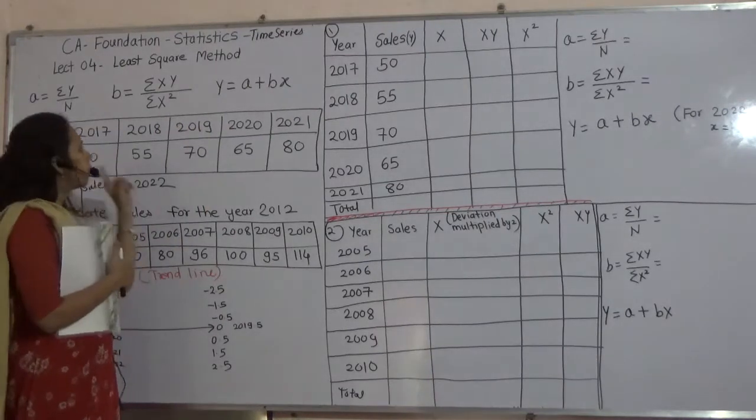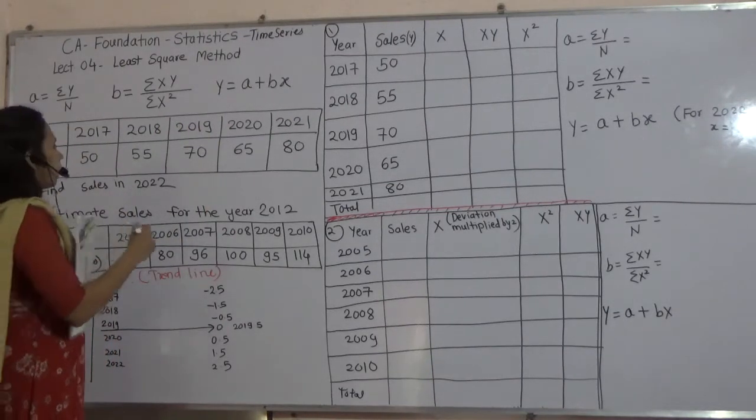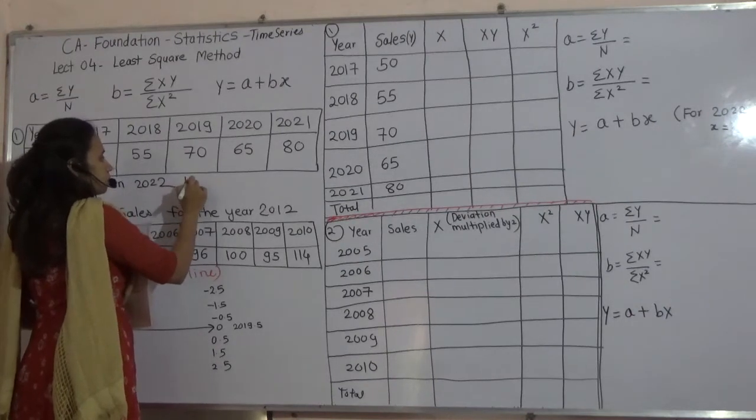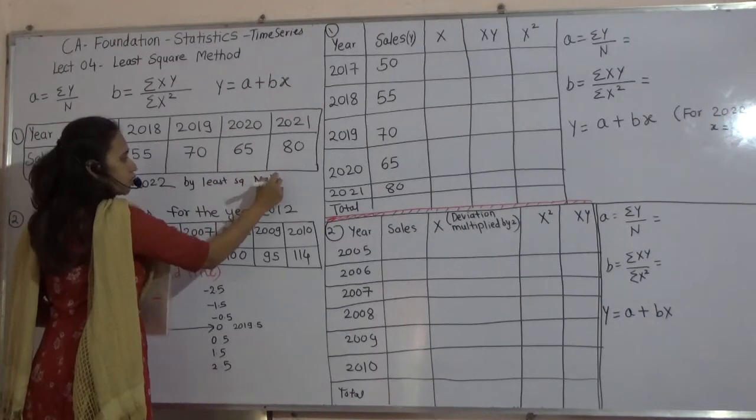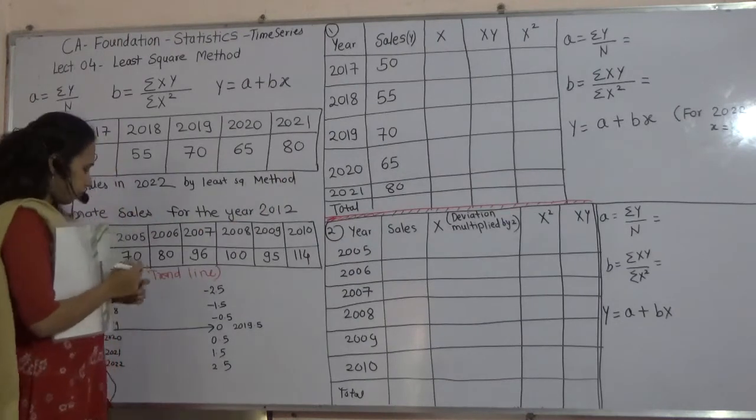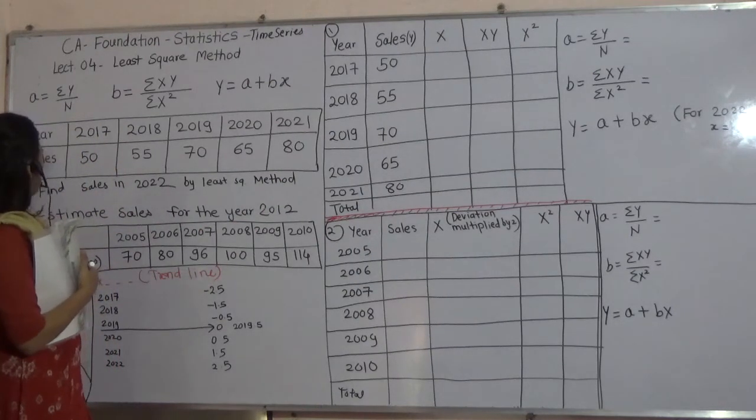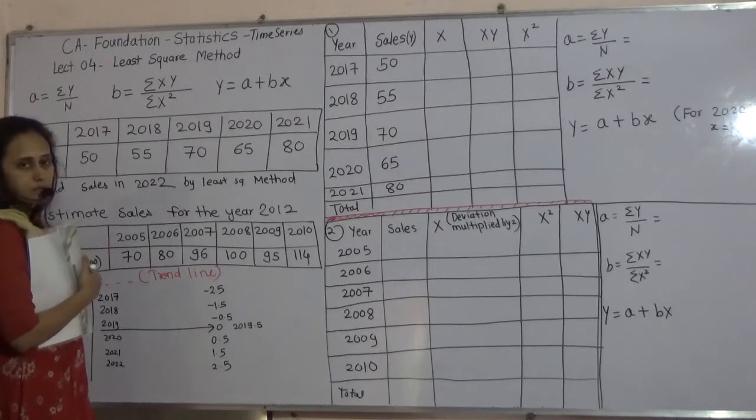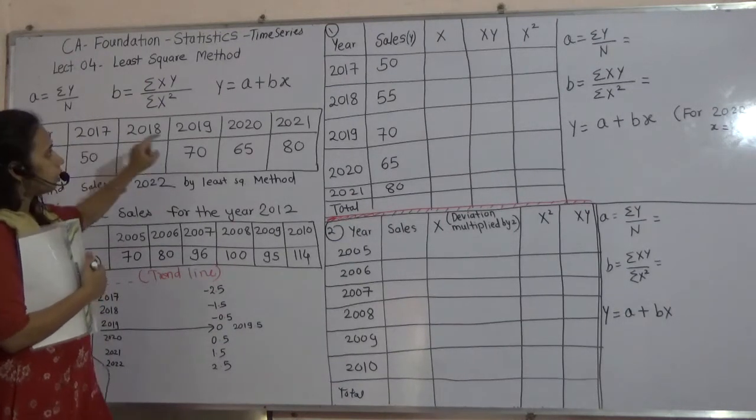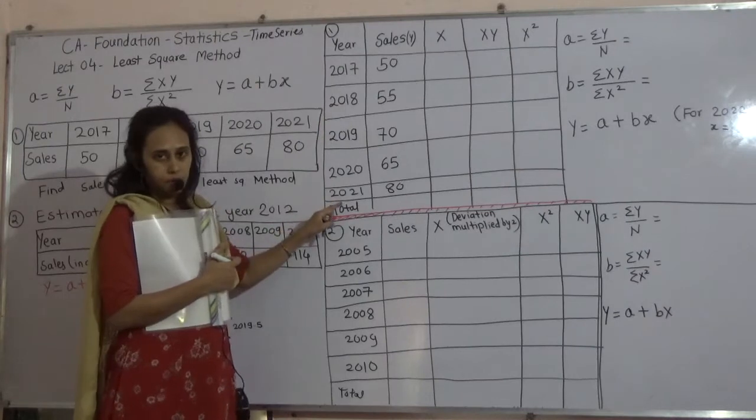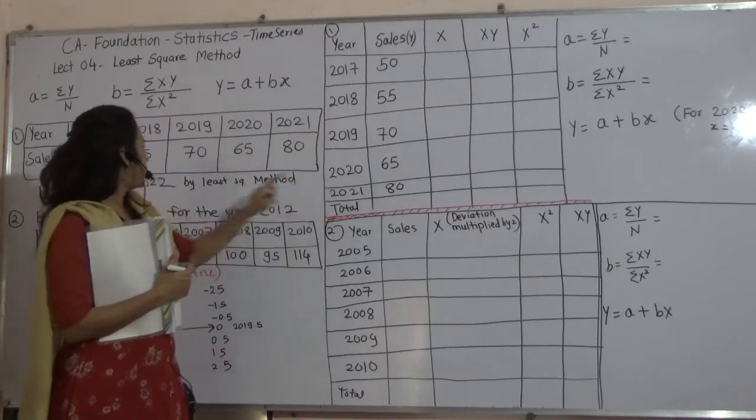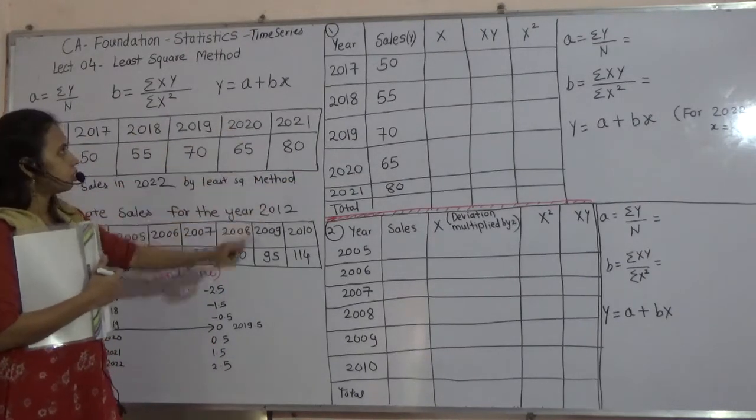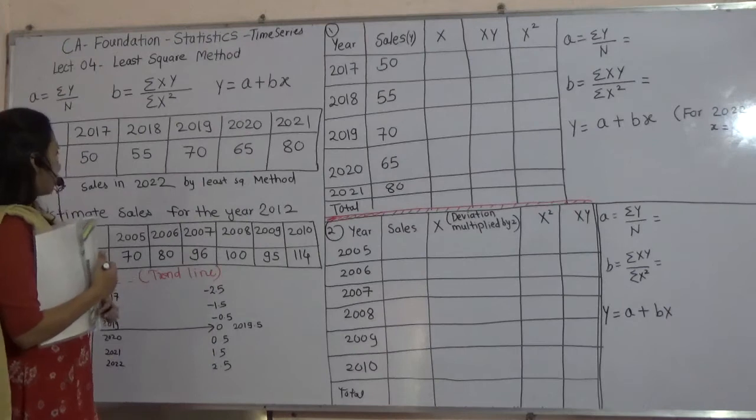They will provide the problem and tell you to find out sales or any amount by the least square method. They will mention that method. So in this first problem, year and sales have been given. Year as it is, I have written in the solution, and sales, all the figures, as they are. See, this is the trend line.